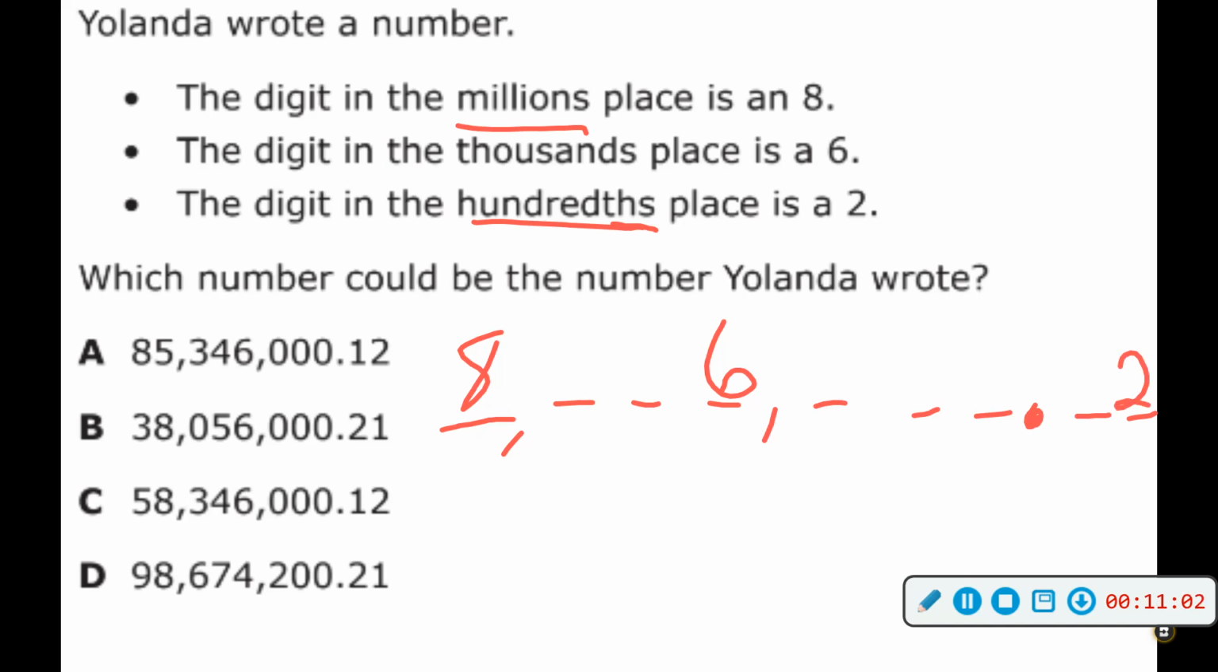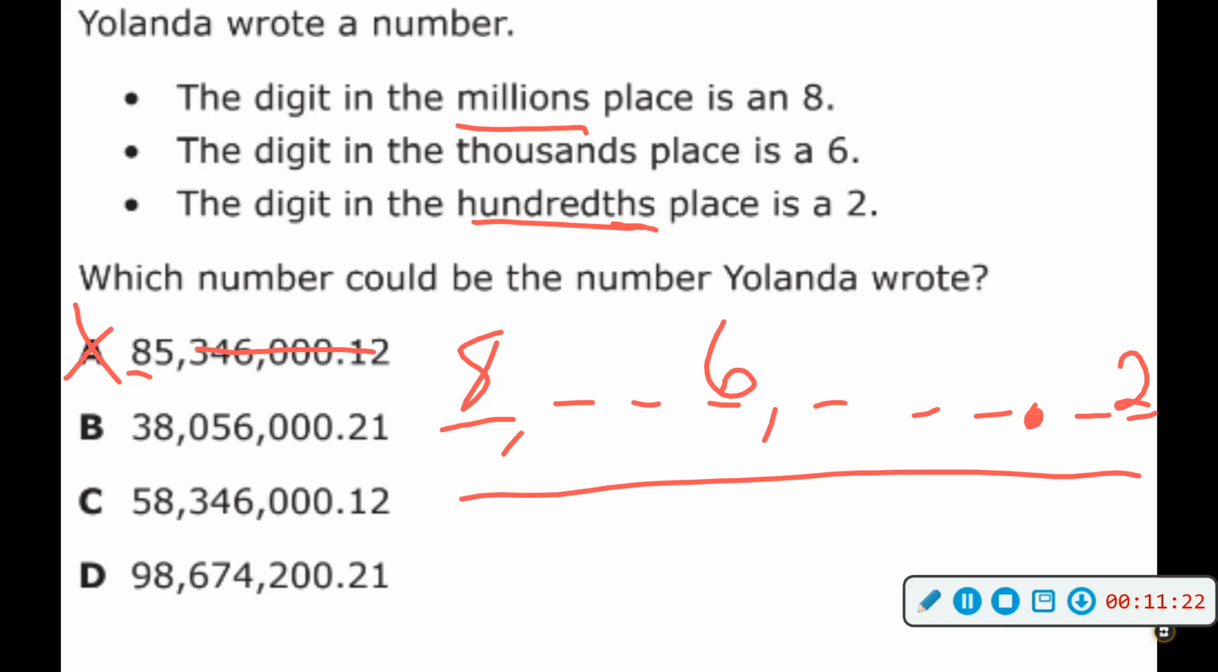I only have to look and see these qualifiers. Do they fit what's on my answer choices? Let's take one at a time. I have an 8 here, and that is not in the millions place. That is in the 10 millions place. So that one is automatically wrong. I don't need to look at the rest of it.